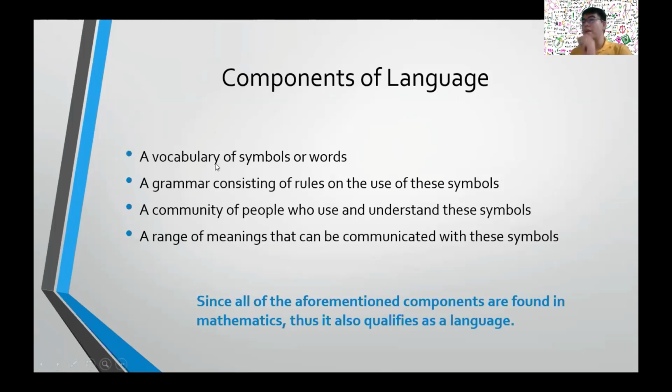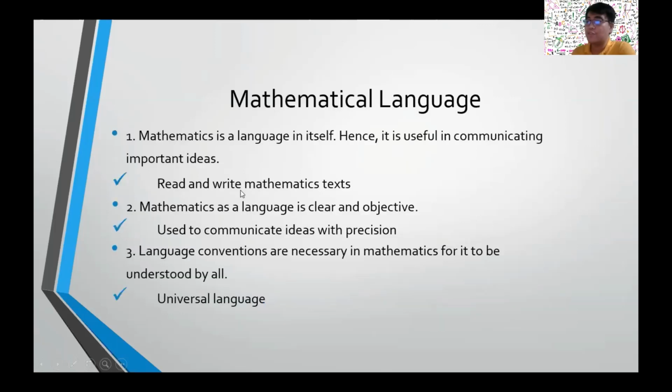So the components of language are this. It must contain a vocabulary of symbols or words, a grammar consisting of rules on the use of these symbols, a community of people who use and understand these symbols, and a range of meaning that can be communicated with these symbols. Since all of these aforementioned components are also found in mathematics, it is only sufficient enough to qualify math or mathematics as a language.